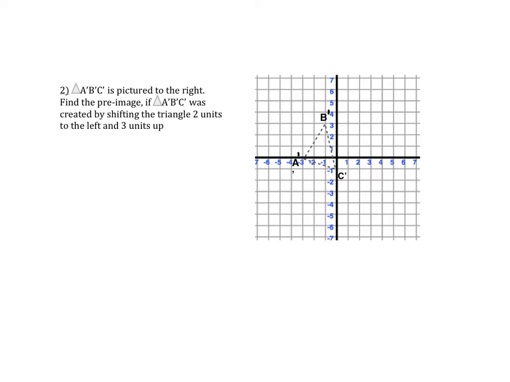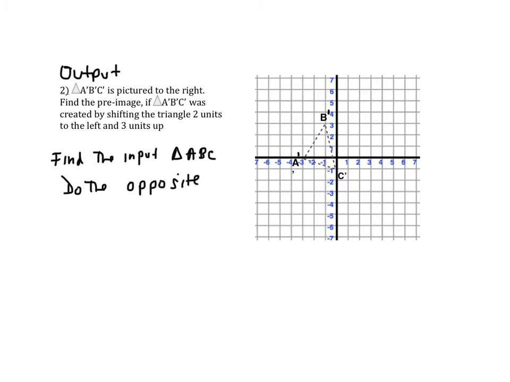All right, remember that this is the output. This is the result of the transformation. So we have to find the original. We have to find the input in triangle ABC, which means we have to do the opposite. Okay, so we're trying to get back to what the original was.